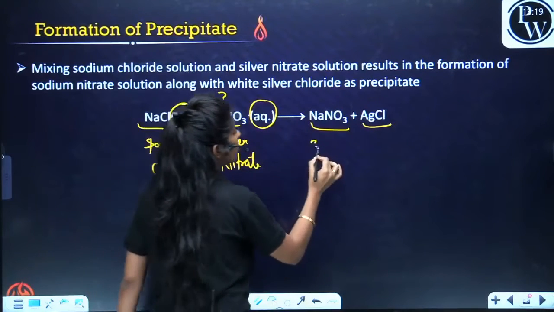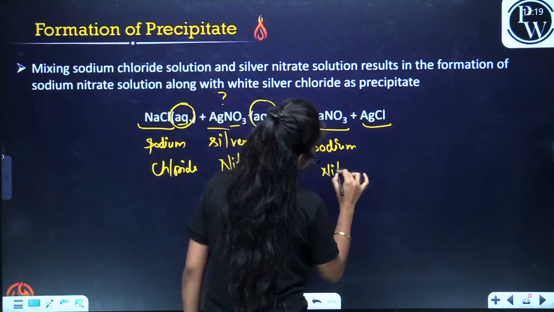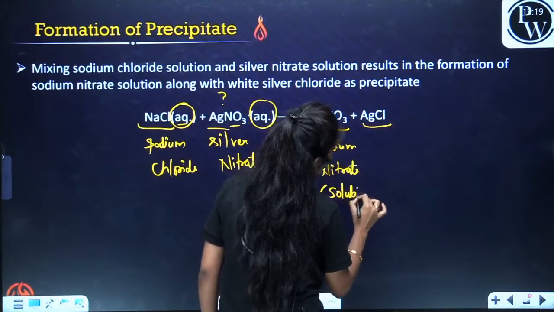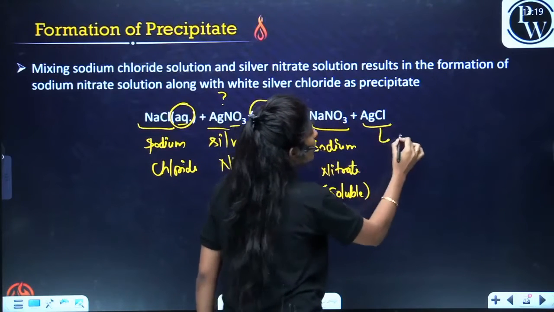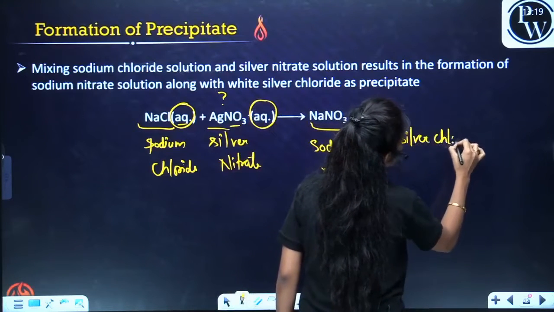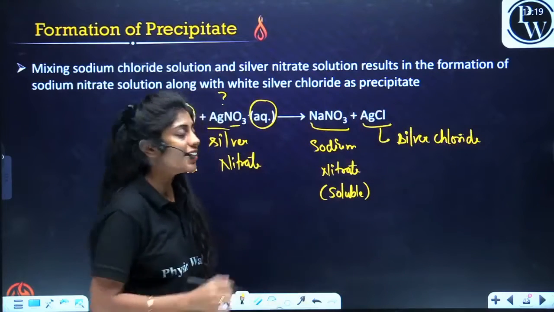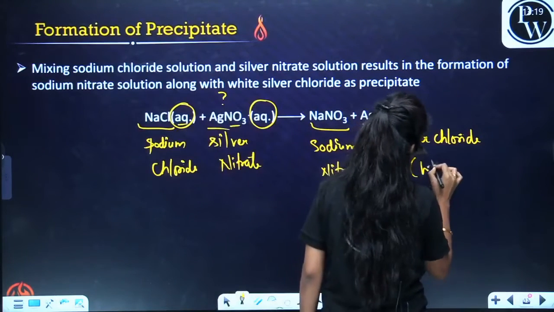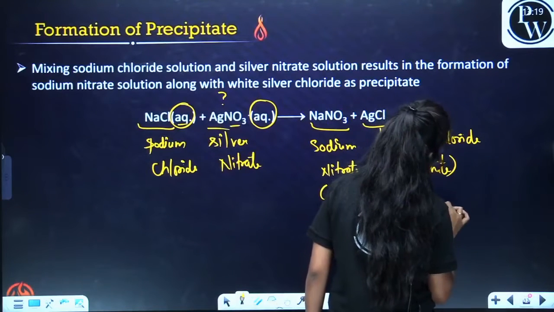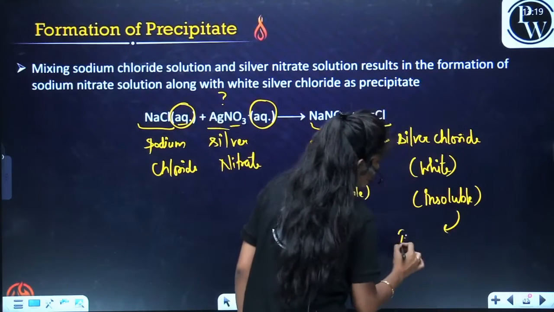One is the sodium nitrate, which is soluble, and the other is silver chloride. Do you recall the color of the AgCl? That is exactly white in color, white powder. So it is insoluble. An insoluble substance is known as precipitation.